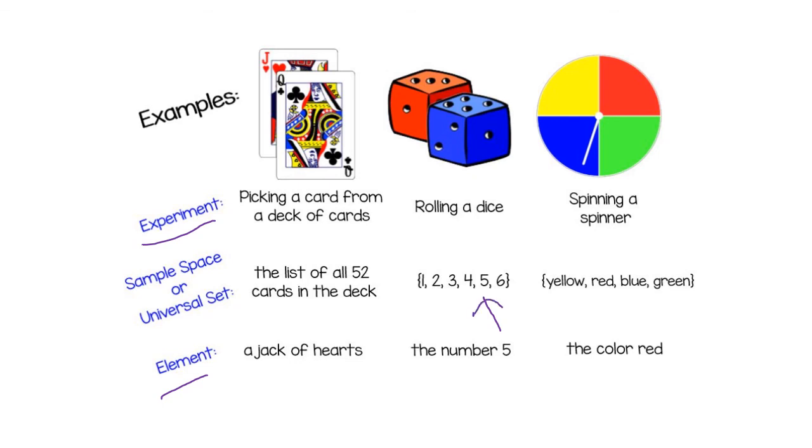If you have a spinner, so if you think about a board game where you spin and you land on something, the experiment would be actually spinning the spinner. The sample space is the colors on the spinner, so yellow, red, blue, green, and the element would be the color red, which is within the sample space.